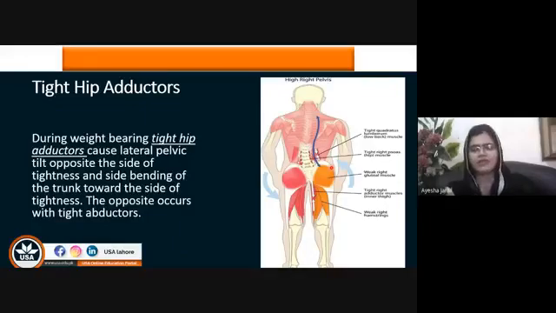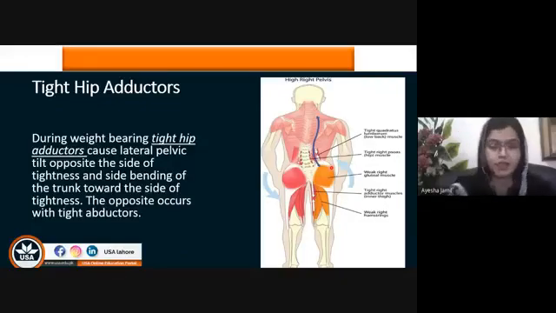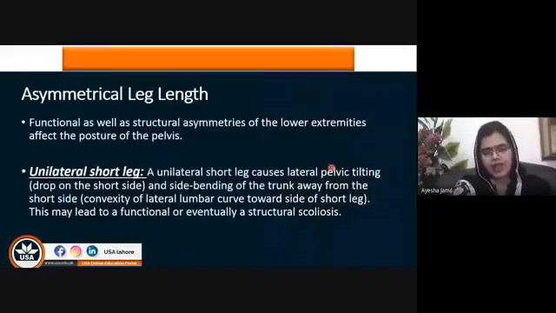Obviously, the individual will bend towards the side that is lengthened, and there will be compensatory side bending towards the lengthened side in order to elevate that side that is being shortened. And this kind of condition obviously causes structural and functional scoliosis.